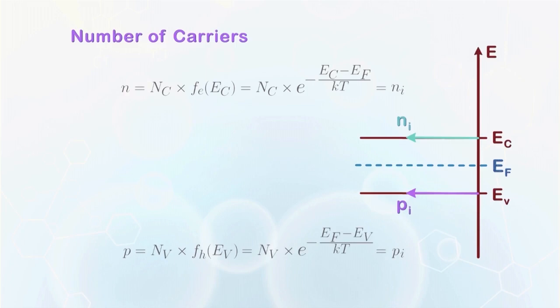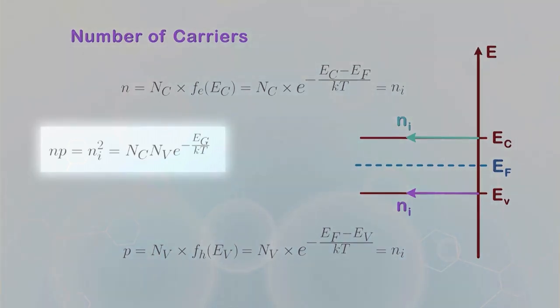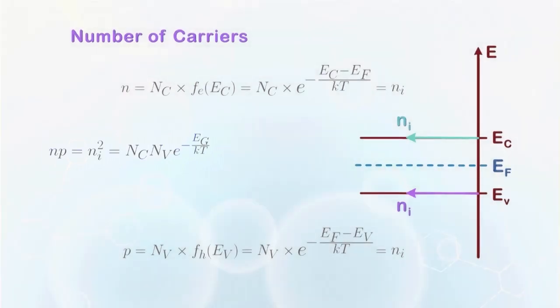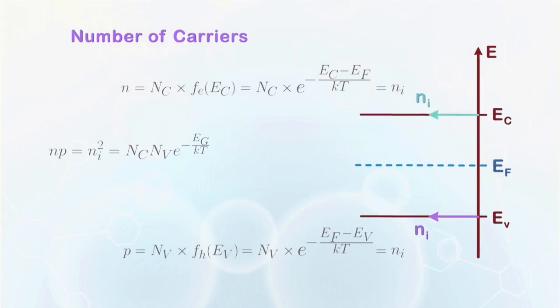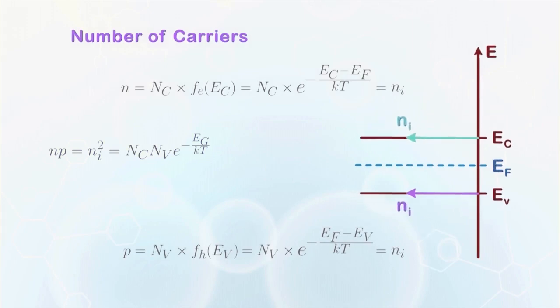We know that the number of holes equals the number of electrons in an intrinsic silicon, and we sometimes just label both of them by Ni, indicating the intrinsic carrier concentration. If we multiply them together, we obtain Ni squared equal to Nc times Nv times e to the power minus Eg over kT. The final expression shows that the number of carriers increases with increasing temperature and decreases with increasing band gap. This agrees with our understanding of the behavior of a semiconductor.